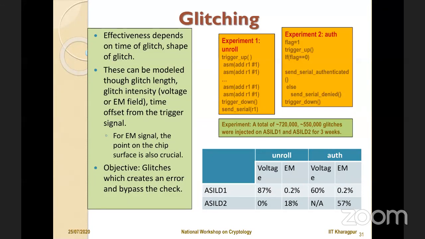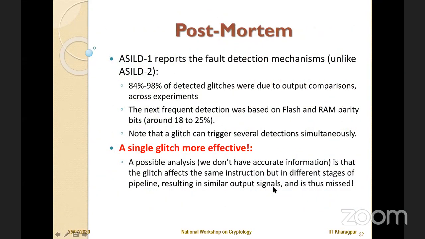So this shows that the fault still works, and we did a postmortem because nobody will really tell you exactly why the attack works. Our postmortem is that there is this double code which you are using for doing the computation. We found that a possible analysis is that the glitch that you are introducing is affecting the same instruction but in different stages of the pipeline.